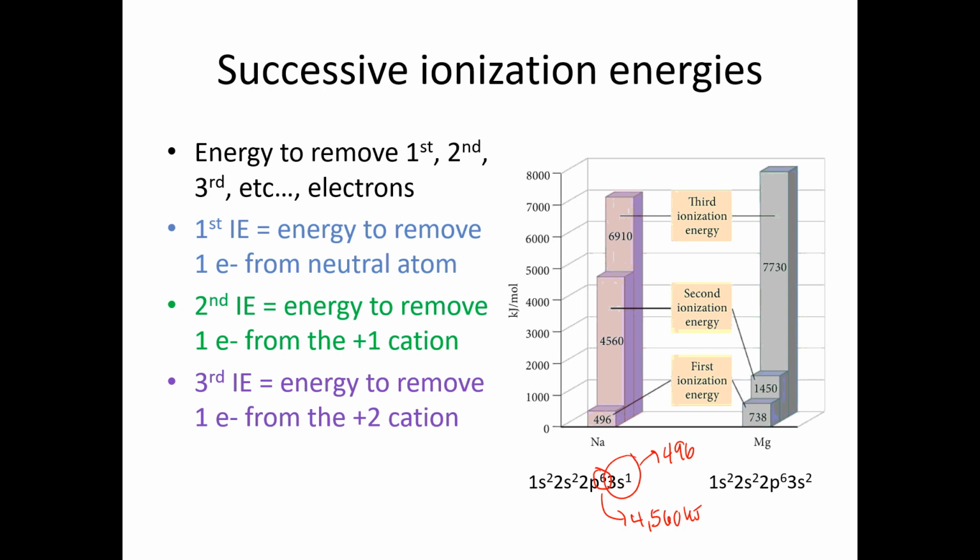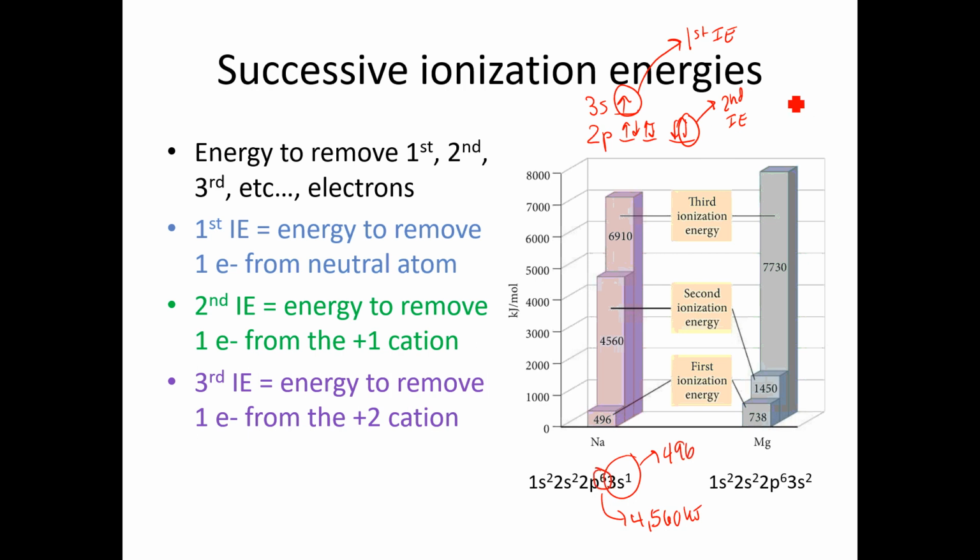So let's draw this out here. If you're looking at sodium, again, we've got your 2p here, and then you've got your 3s here. So the first ionization energy would be the energy to remove this electron right here. The second ionization energy would be the energy to remove this one right here. So the second one's much higher.